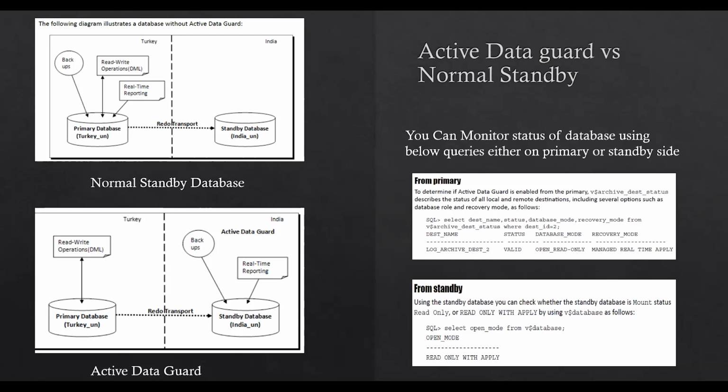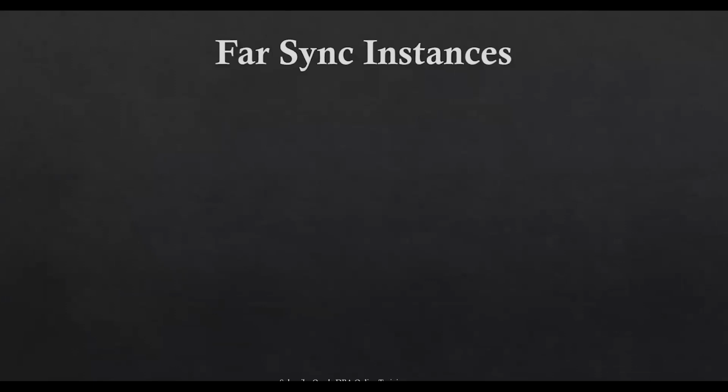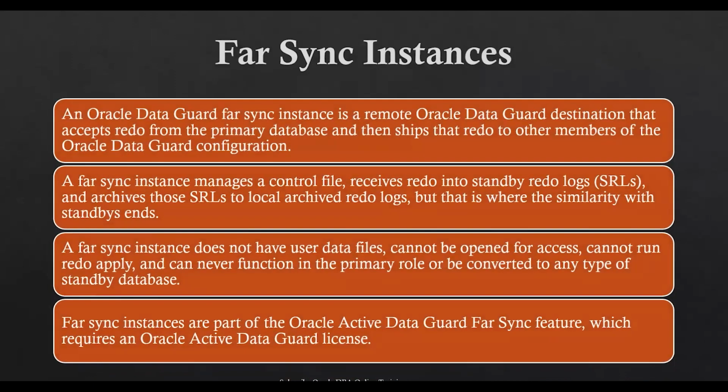Apart from that, we have this mode also, that is real time apply. That means your standby database is running in real-time apply mode, that is your Active Data Guard, and you can also run this query on the standby database and verify it. So that's the difference between Active Data Guard and a normal standby database. Let's move to the next part, parsing instances. A parsing instance is a remote Oracle Data Guard destination that can accept redo from the primary database, and then it ships that redo to the members of the Oracle Data Guard configuration.